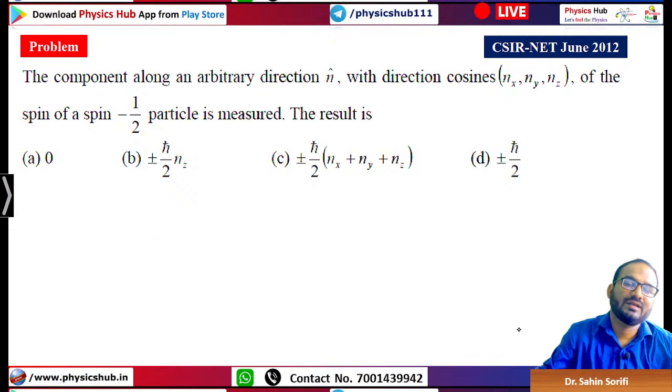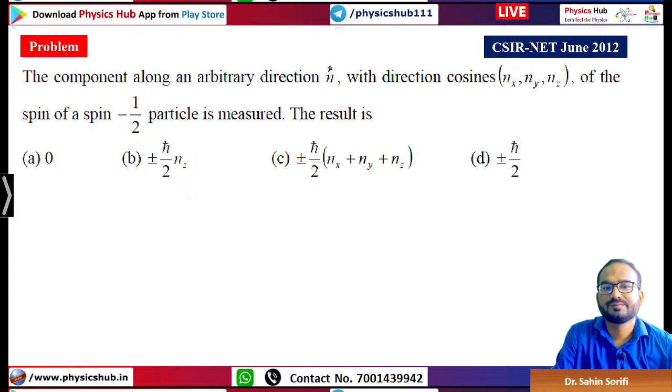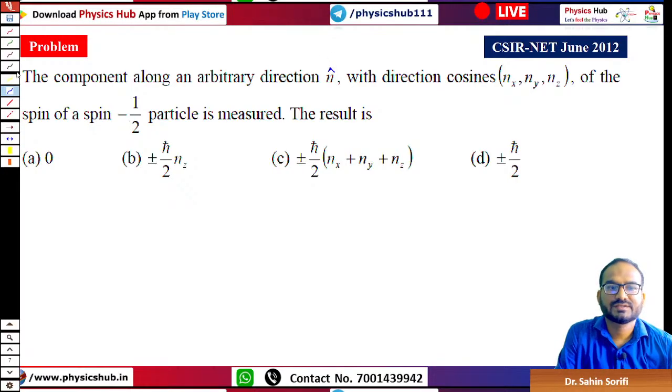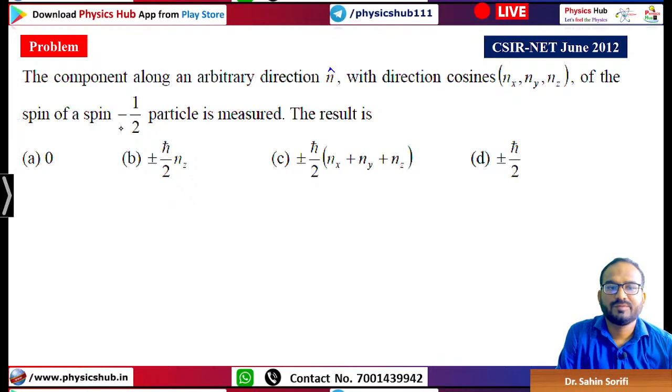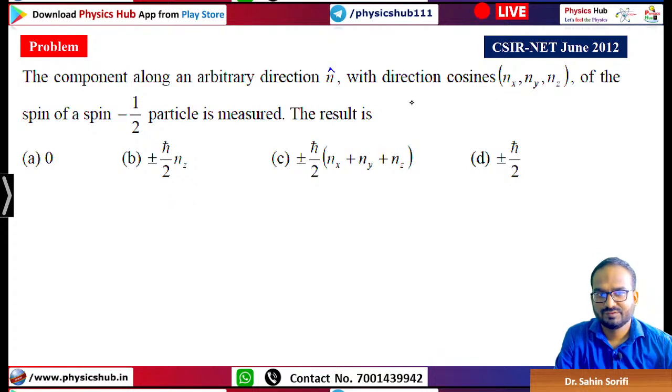The component along any arbitrary direction n cap with direction cosines nx, ny, nz of a spin half particle is measured. The result is... Whenever this kind of thing is given in the question, that this is measured, you have to find out the relevant matrix and you have to find out the eigenvalues. The eigenvalues give the measurement.